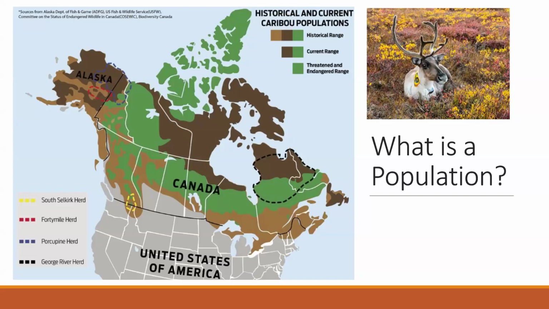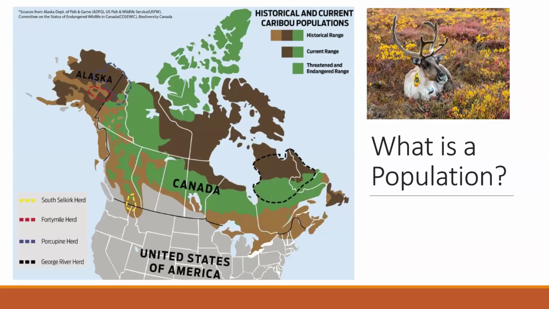Now, this map shows the Arctic tundra habitat where the caribou live, and it has the historic range, which extends down into these light brown areas all the way down into the US. And then the green and the dark brown areas show where they are currently living. Now, also shown are these dotted lines. Those surround the geographic ranges of different herds of caribou.